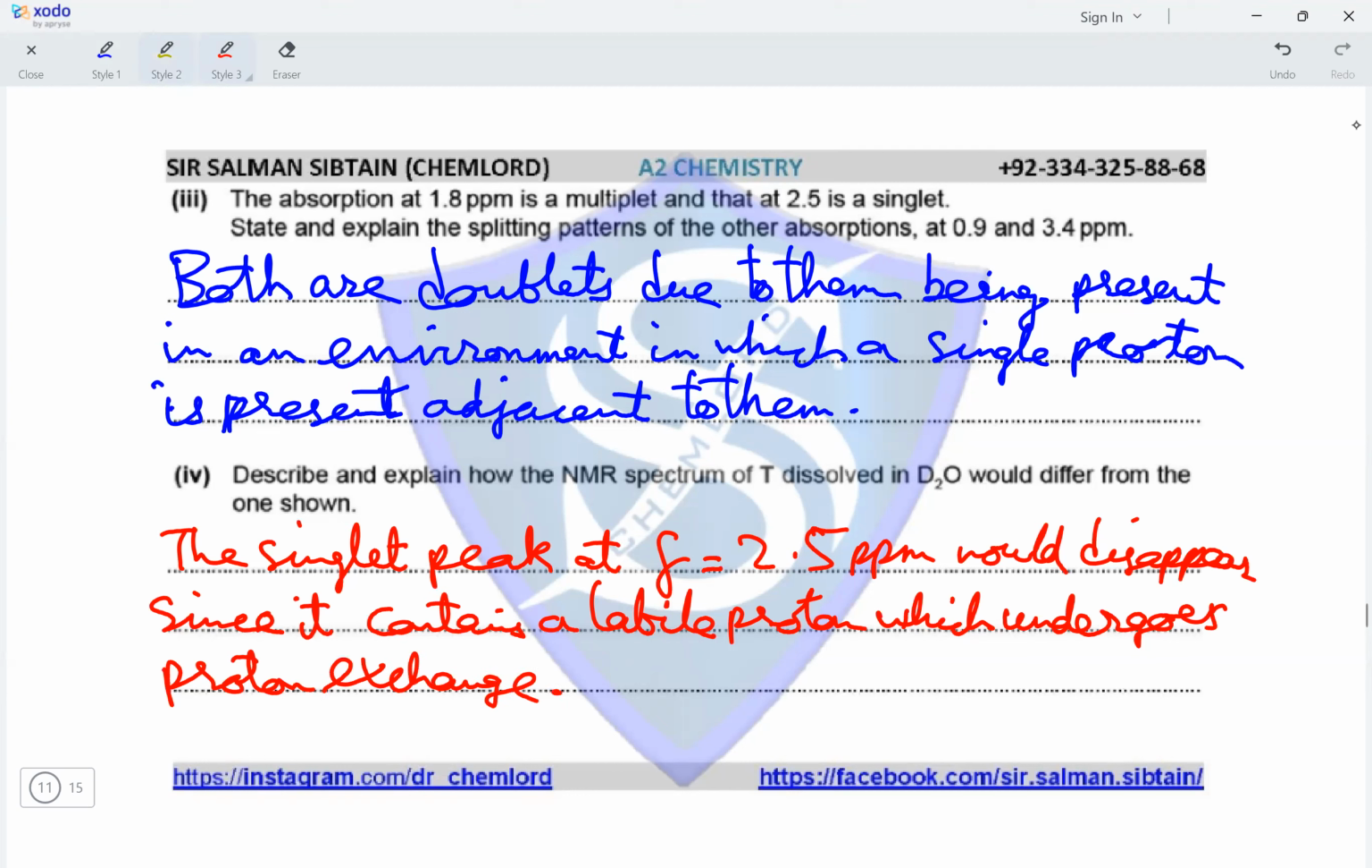And we conclude this explanation or description with an equation. So it would be ROH on reaction with D2O producing ROD and HOD, and due to this proton exchange the peak disappears.